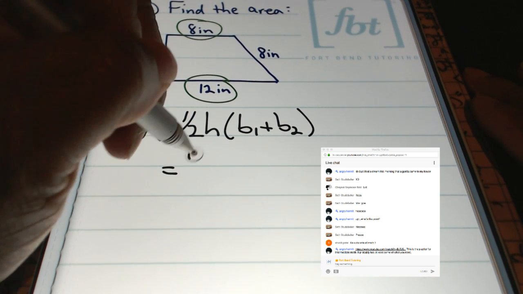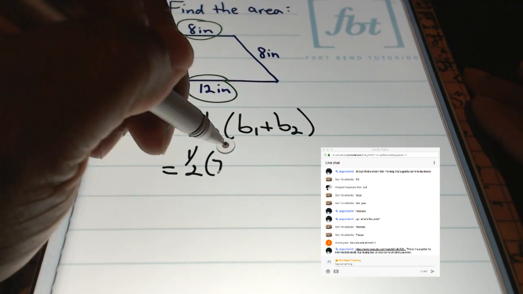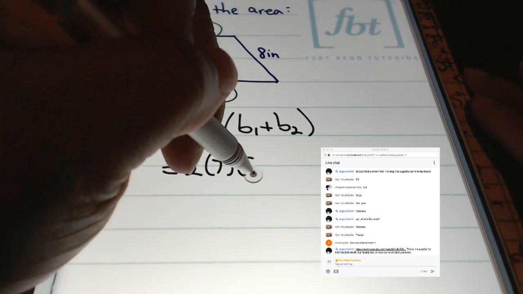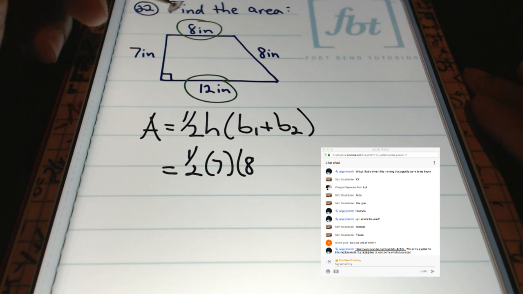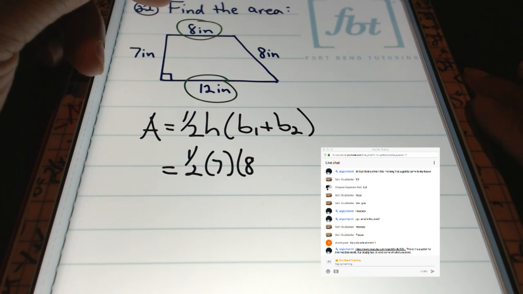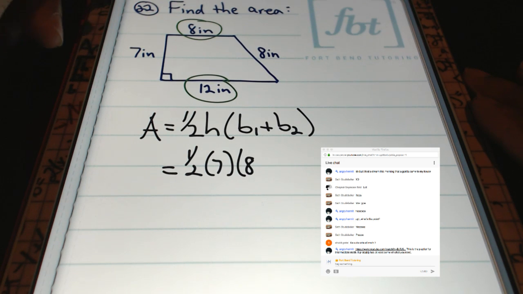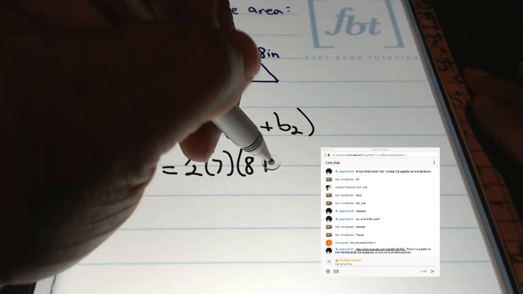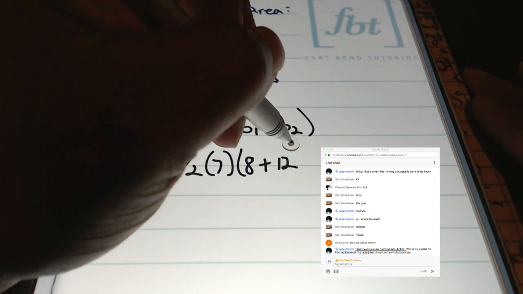So it's going to be 1/2. Our height is 7. Our base 1 is going to be 8. And you can say that either of these is base 1, base 2. It doesn't matter, just as long as you add them together, so you'll be all right. You don't have to be bogged down by which one is base 1 and which one is base 2. It's up to you. Just make sure that you're finding the sum of the parallel side lengths when you're doing this formula for the area of a trapezoid, okay? Then base 2 is 12.